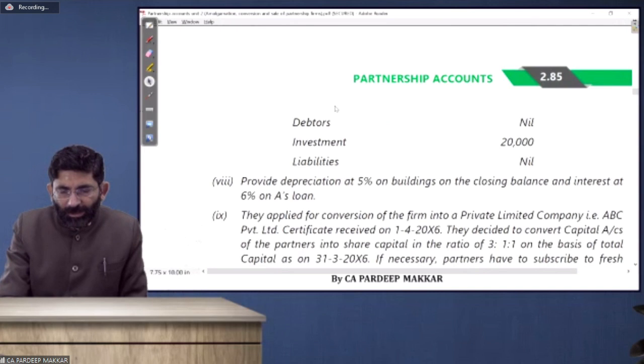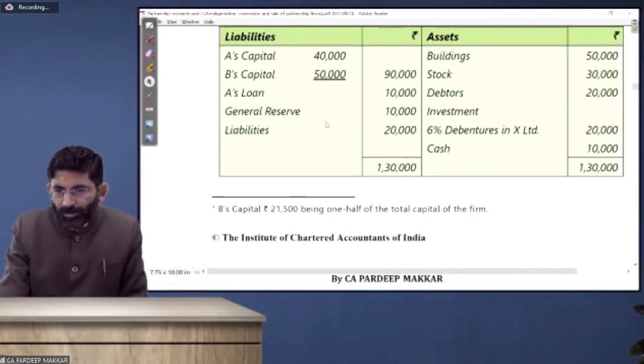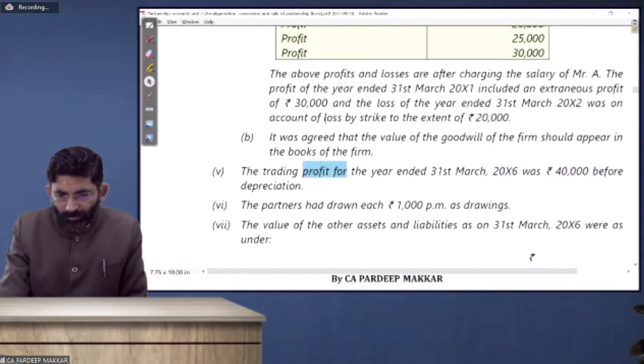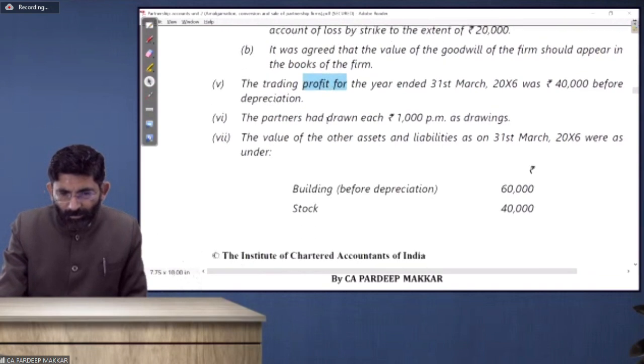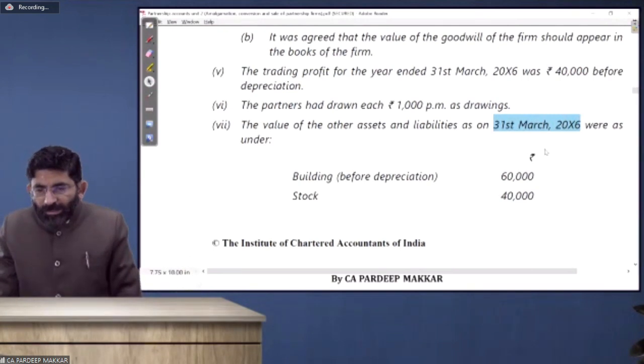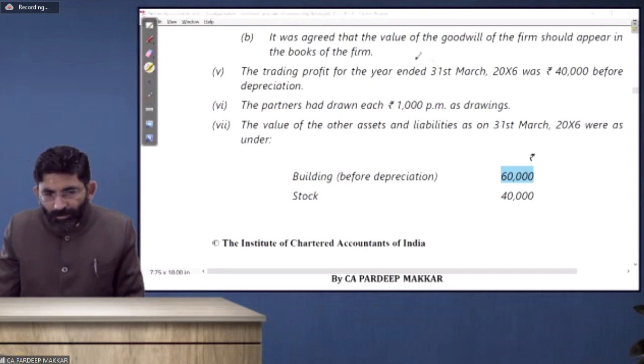So whatever is the depreciation that you have to deduct, how much is the value of building? Let us see how much is the value of building. Building worth rupees 50,000 is there, and we have to charge depreciation of 5% on it. The value of other assets and liabilities as on 31st of March is given to you. It is as under, building 60,000. So depreciation is not charged on it. So 40,000 is your profit before depreciation. Deduct depreciation from it.